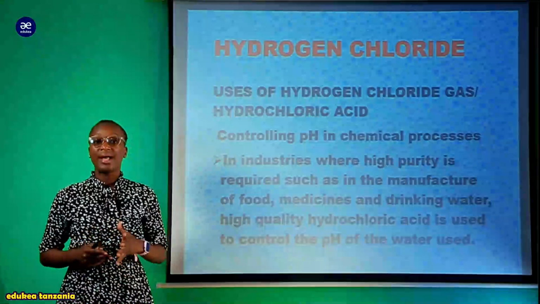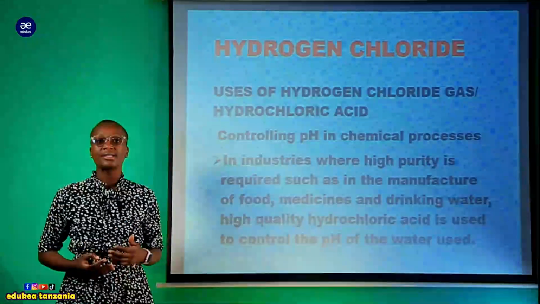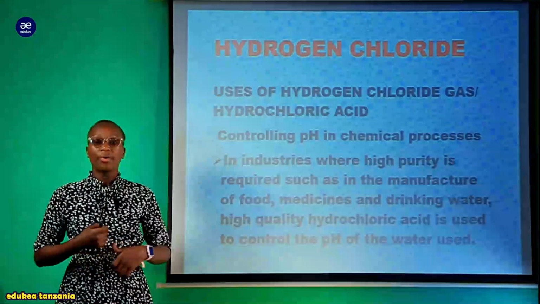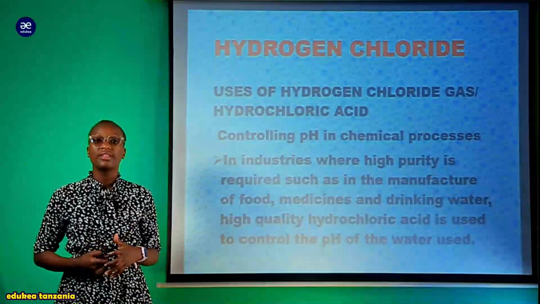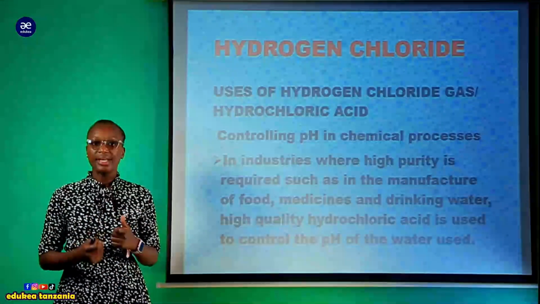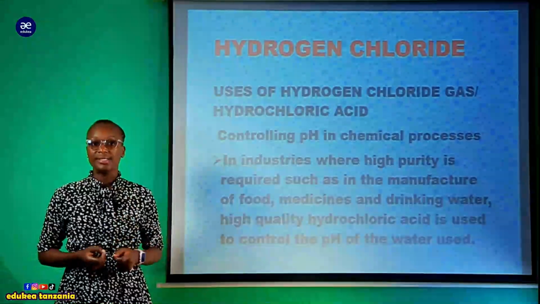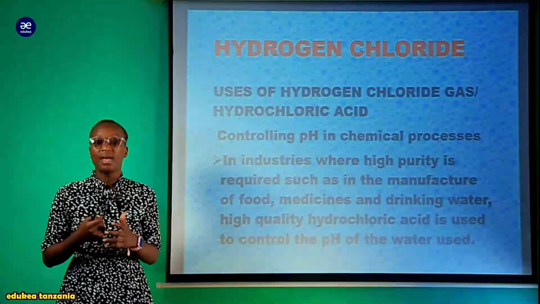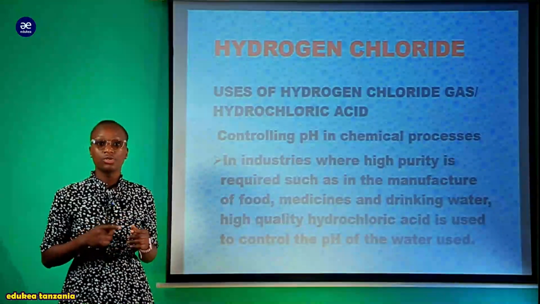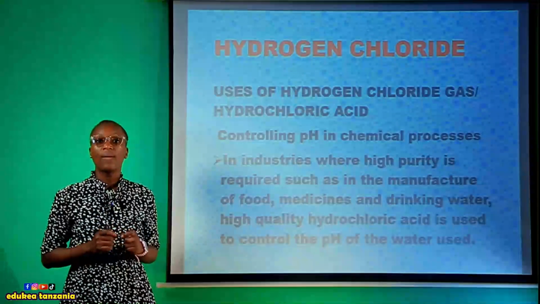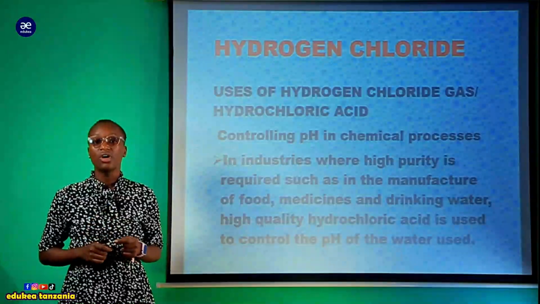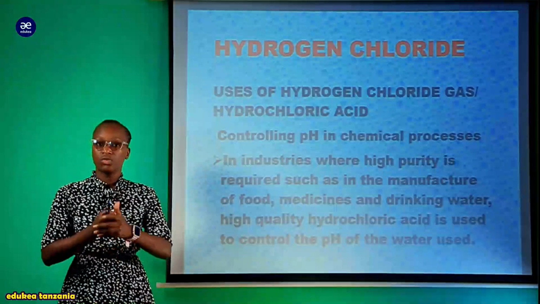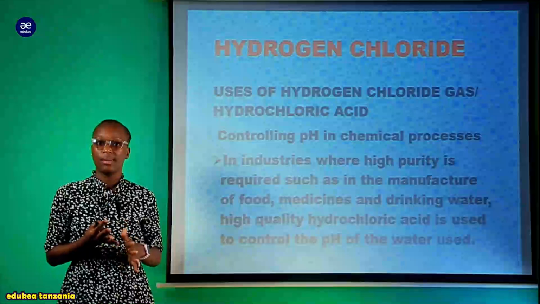So utaona kwamba katika viwanda ambapo a lot of products zinazalishwa, for instance the product of the medicine, product of the food, also the drinks, for instance water, utaona katika bottle ya maji, chupa ile maji ya kunywa, ukisoma vizuri, ukichunguza, kuna pH wanakuwa wana indicate there, wanaandika pale. So this hydrochloric acid or hydrogen chloride gas imetumika viwandani katika hizi processes za chemicals.